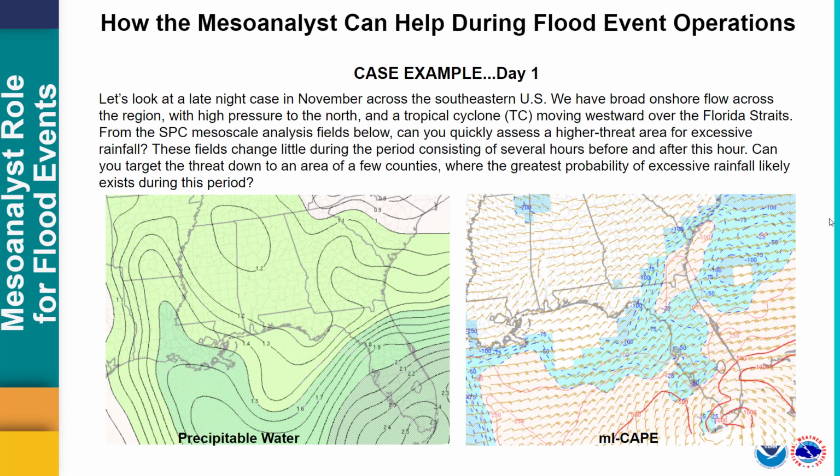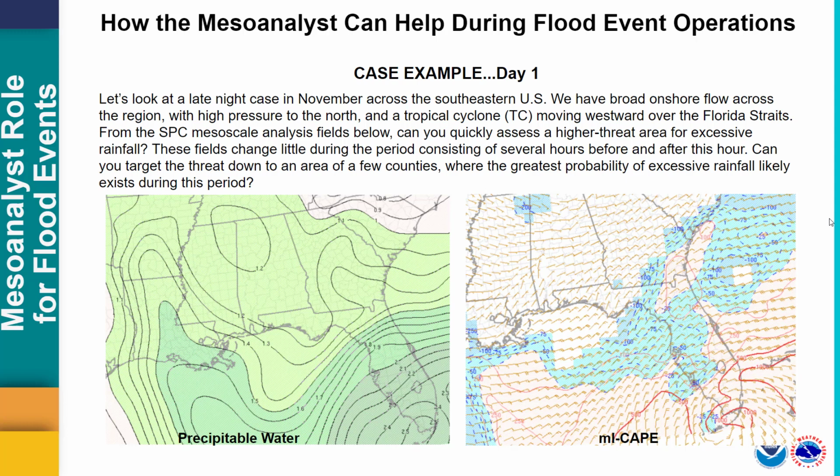Let's take a look at some of the SPC mesoscale analysis fields and see if we can assess a higher threat area for excessive rainfall. Note that these fields change little during the period consisting of several hours before and after the hour shown. The lower left image shows precipitable water values, which show a maximum axis over far southern Florida, with still decent values up into central Florida.